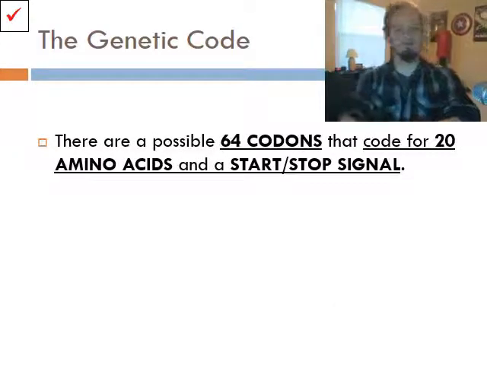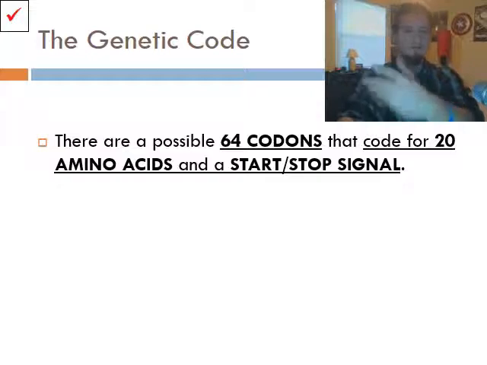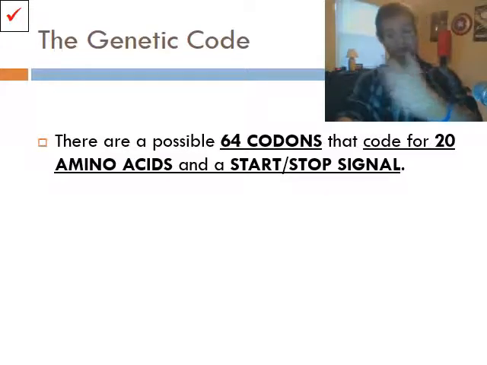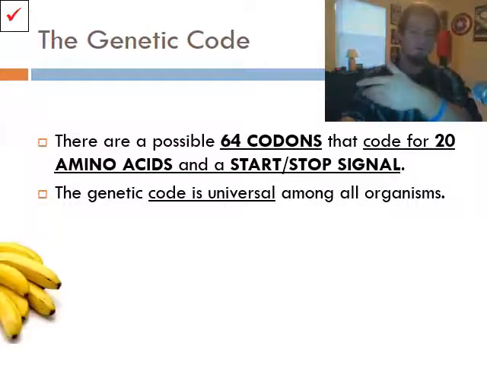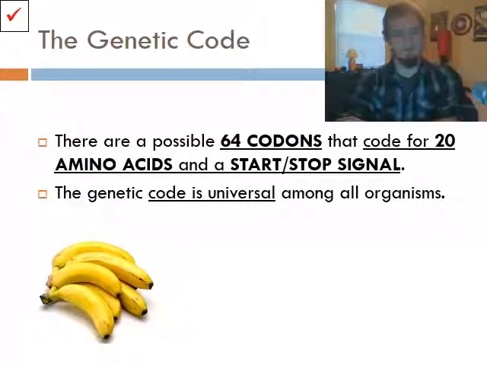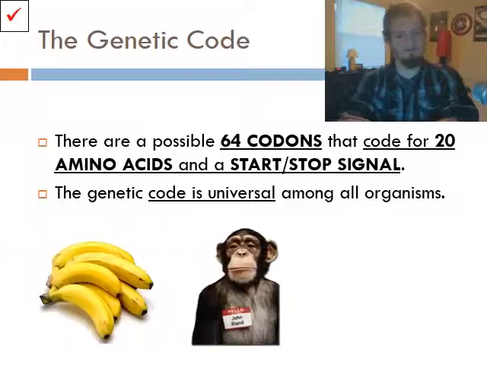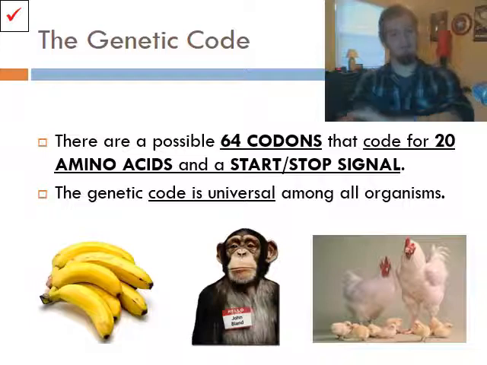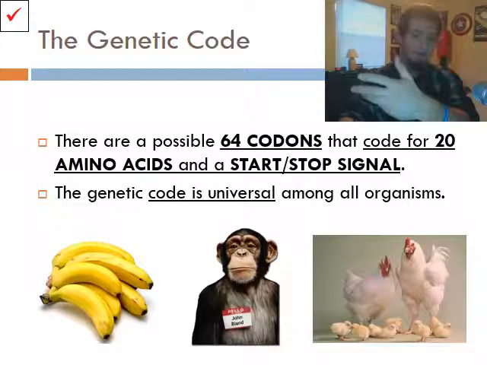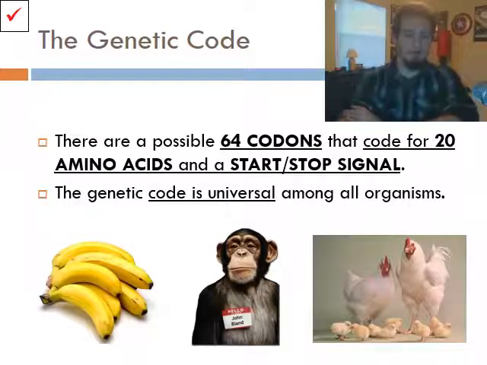So there are a possible 64 codons that code for about 20 amino acids and a start-stop signal. The genetic code is universal among all organisms. So, that's right, there are 20 amino acids in bananas, 20 potential amino acids in chimpanzees, and also chickens. Depending on which way the codons are arranged and which proteins are created, that ultimately determines what you are. A banana, a chimp, or a peep-peep. Yes, I said peep-peep. Deal with it.